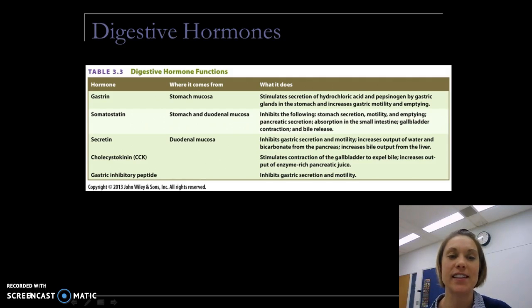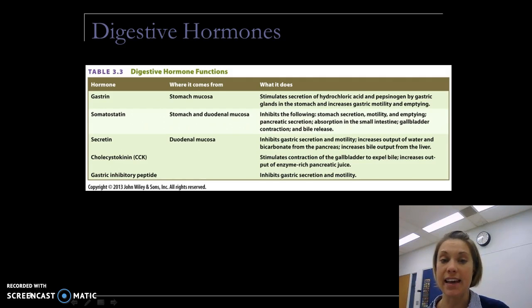We also have somatostatin that comes from the stomach and the duodenal mucosa. The duodenum is the top part of our small intestines. It inhibits stomach secretion, motility, and emptying, as well as pancreatic secretion, absorption into the small intestines, gallbladder contraction, and bile release. Secretin is also in the duodenal mucosa, so the top of the small intestines. It inhibits gastric secretion and motility, increases the output of water and bicarbonate from the pancreas, and increases bile output from the liver.